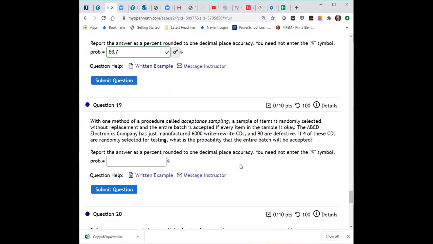Now for the next number, you can use Excel, or you can also use the calculator. So you can see here, the total CD is 6,000, and, okay, maybe it's better I show you on the whiteboard.